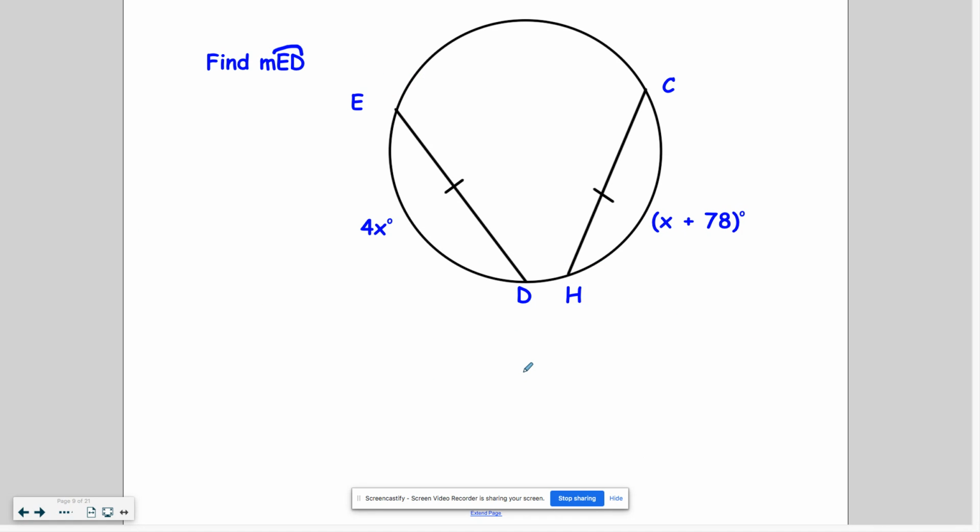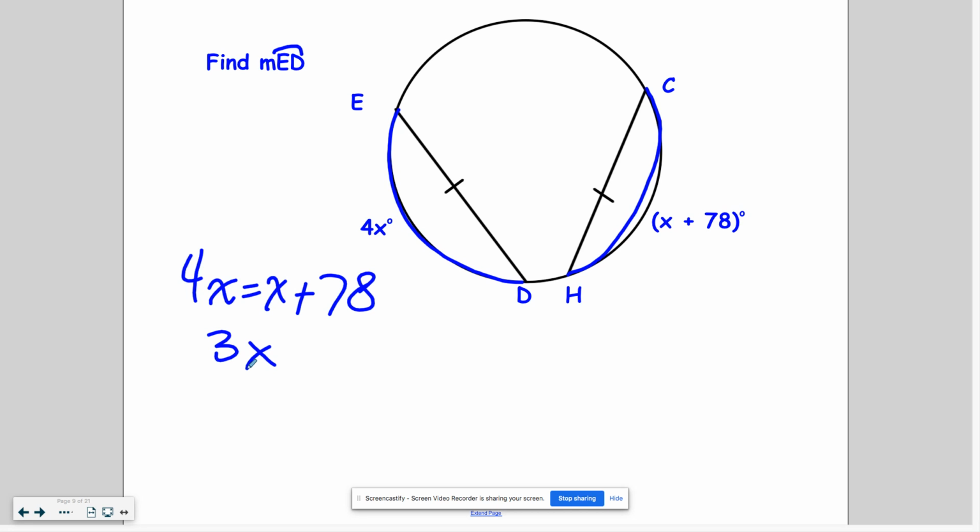Next problem, same thing. Chords are the same, arcs are the same. Those have to be the same, so you can go right into there. Set them equal to each other because you know they are. And what do we get? 26 is X. They want us to find the measure of arc ED though.